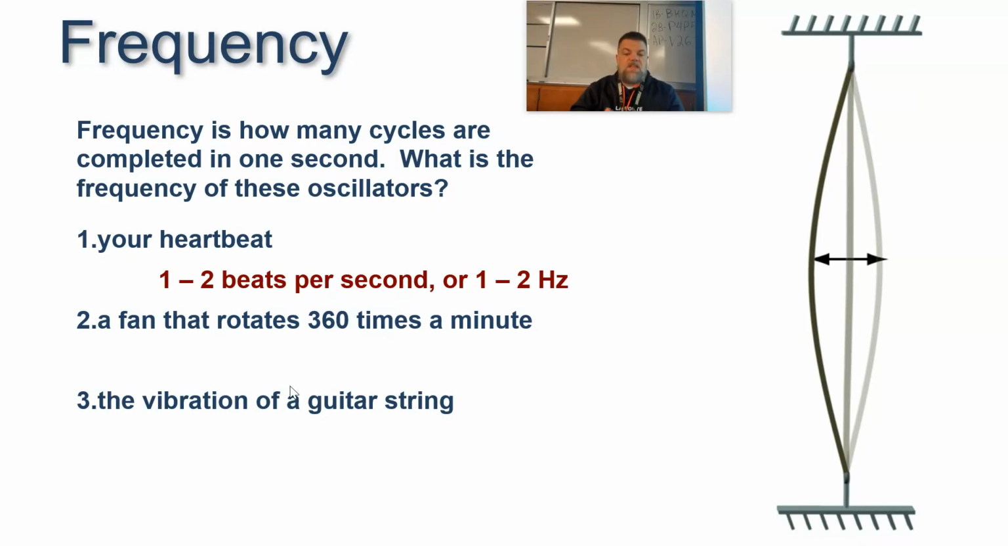A fan that rotates 360 times in a minute, 6 cycles per second, or 6 hertz. The vibration of a guitar string is about 100 to 800 hertz, depending on the note.